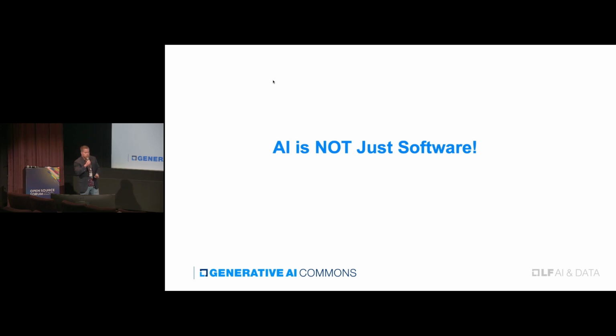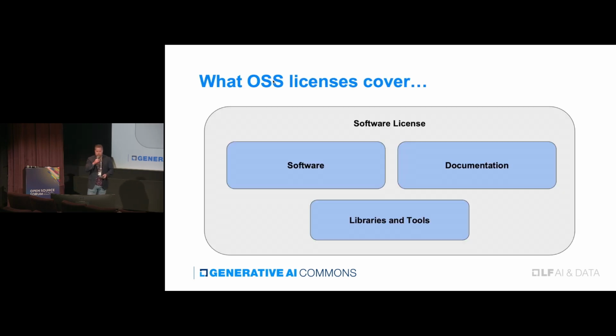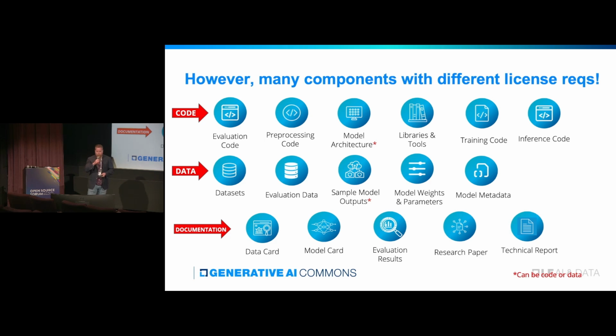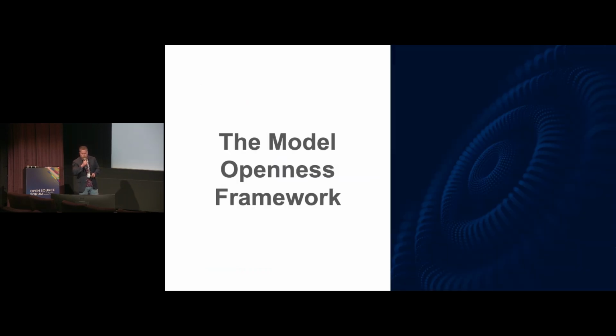But AI is not just software, right? AI is bigger than software. Conventional OSS licenses cover software and documentation. That's generally accepted. But there are a lot more components that go into producing a model in the deep learning space. We generally know of these artifacts as either code, data, or documentation. And so we've identified 16 what we would call core components of the model development lifecycle.